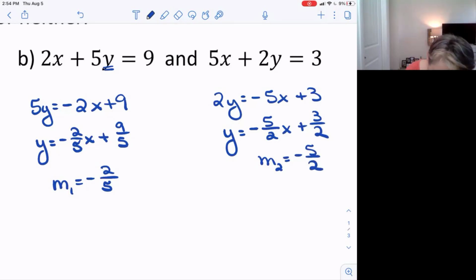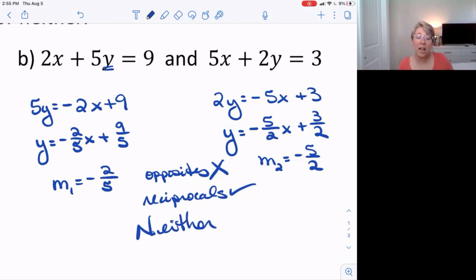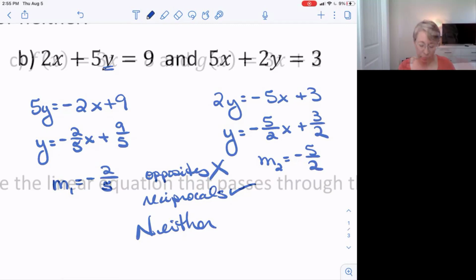Well, these are not opposites. They're reciprocals, right? But they have to be both. So this pair is neither perpendicular, because it doesn't have both, nor parallel, because the slopes are not identical. They're not exactly the same.